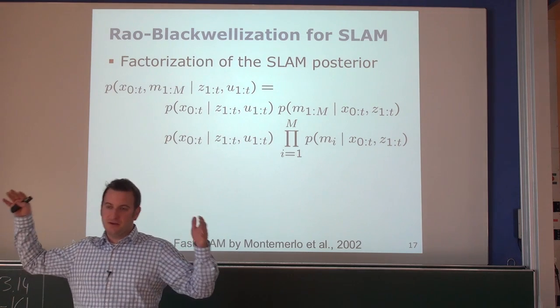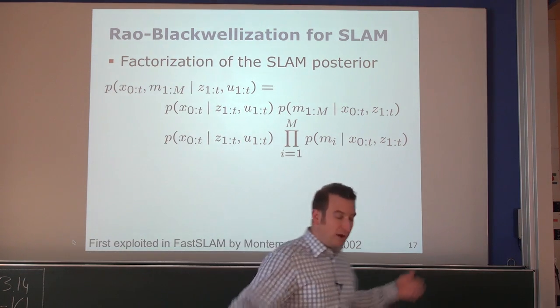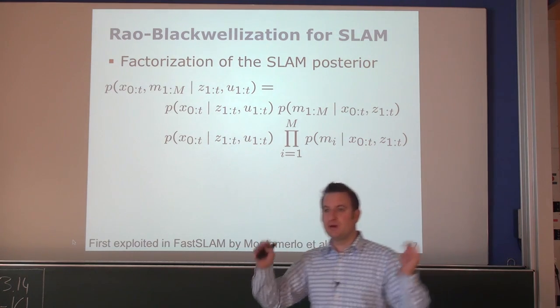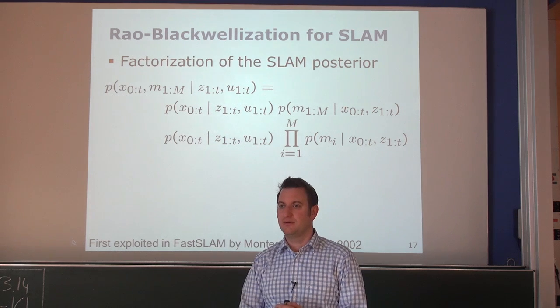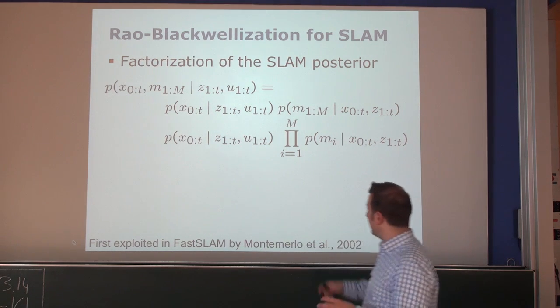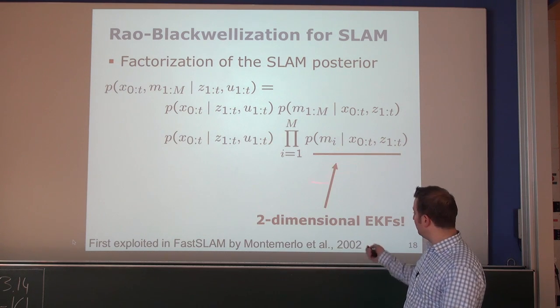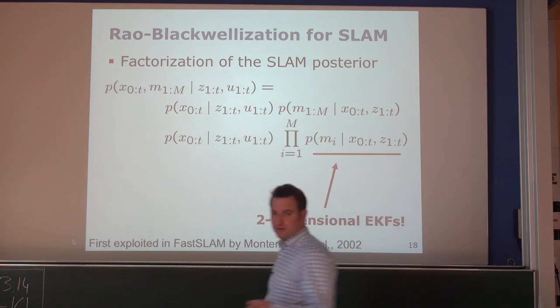So instead of using one high dimensional EKF, we use a large number of low dimensional EKFs. And therefore, this is substantially more efficient. So all these guys here are now 2 by 2 Kalman filters, so EKFs.